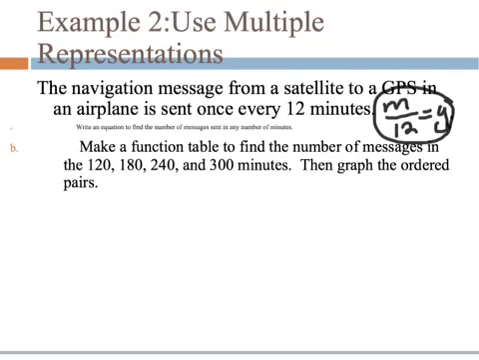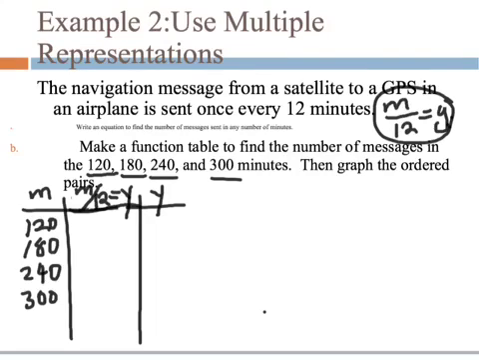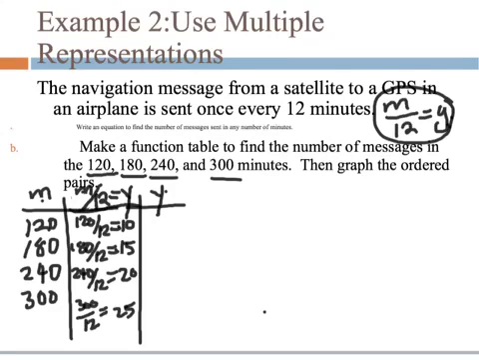It says make a function table to find the number of messages sent during 120, 180, 240, and 300 minutes. Then we're going to graph our ordered pairs. So let's make that table. Our chart looks like this, where m is our input, m divided by 12 equals y is our rule, and y is our output. If I go through and use the rule, I'll see that I get the following values.